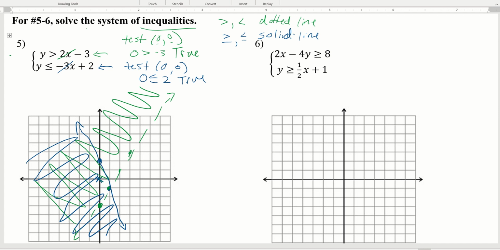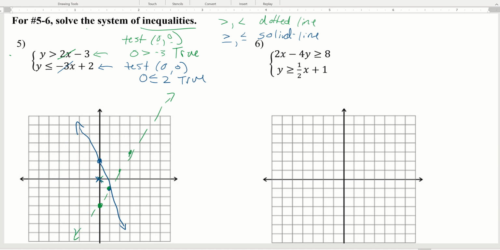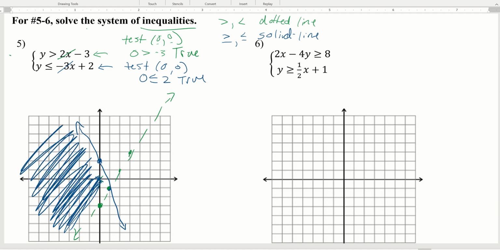Okay, and so your answer is where the shading overlaps each other. So my answer is right in here. I'll clean this up a little bit, but that's where my answer is going to be. So I'm going to go back. My answer was in this area right here. So that is my answer to this inequality.